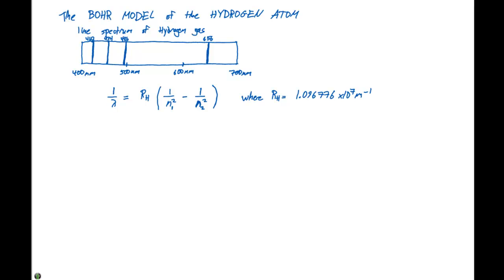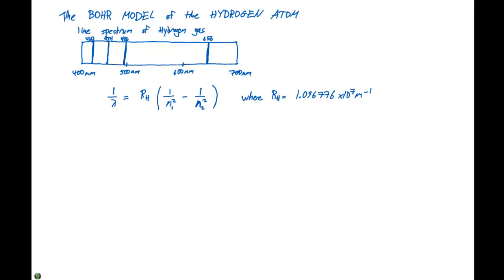In the last video, we discussed line spectra, and shown here is the line spectrum of hydrogen gas. If we look at this line spectrum, to our eyes we're going to see four different lines or four different colors. These four lines occur at 410, 434, 486, and 656 nanometers. And these lines are going to be violet, blue, blue-green, and red.